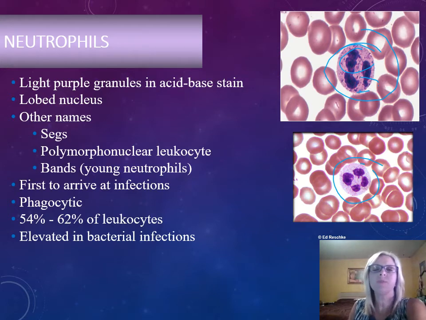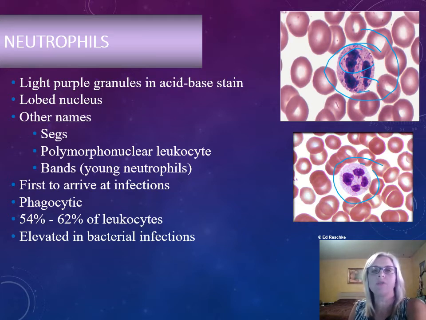We also sometimes call these polymorphonuclear leukocytes. All right, polymorphonuclear. Poly means many, morph means to change, and nuclear refers to the nucleus. And so these do have different looking nucleuses. This is where we get those different numbers of lobes in the nuclei here. Okay, they can also sometimes be called bands if they're young, and sometimes they call them segs. So these are often the first to arrive at an infection site.